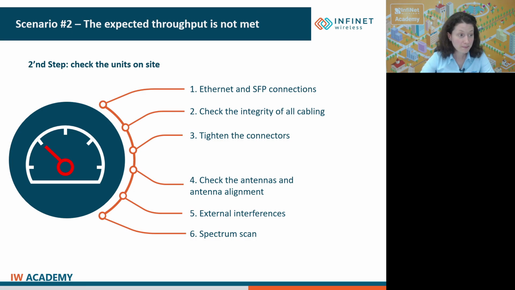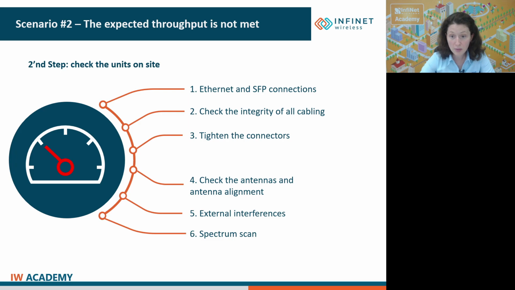Okay, we are back. After the settings are verified, as we have seen, the next step is to check the units on site physically. For this, you should check the Ethernet and SFP connections, as well as the integrity of the cables. If you are using external antennas, the RF cables should also be checked. Next, tighten the connectors and check the antennas. And further, perform proper antenna alignment on site.